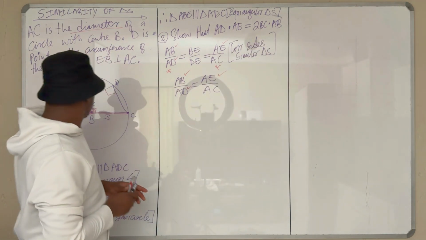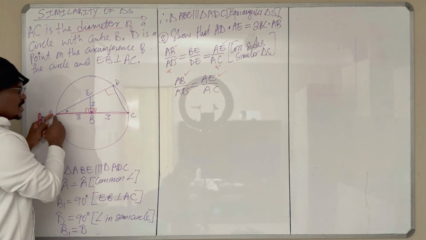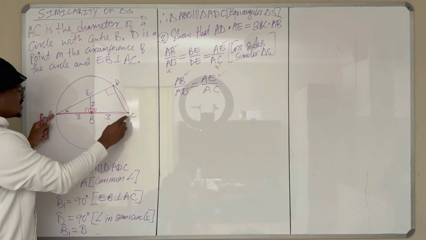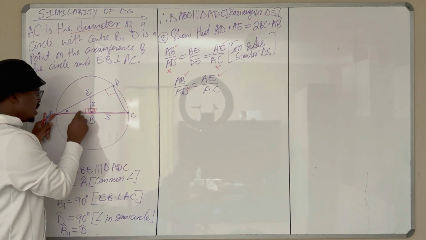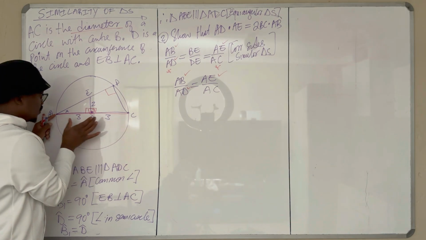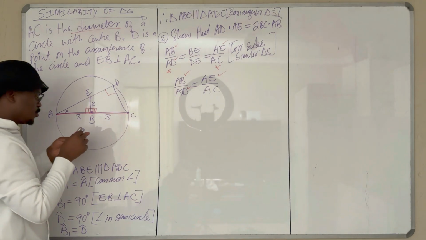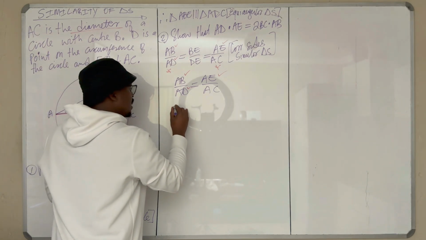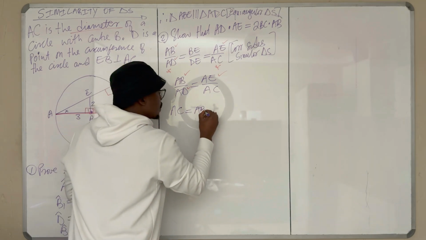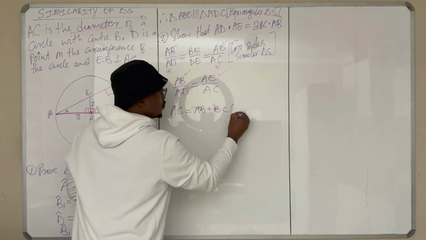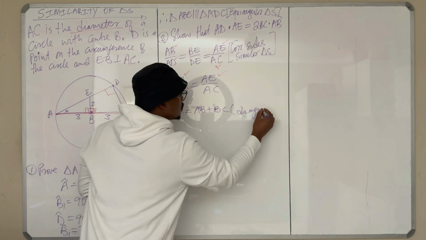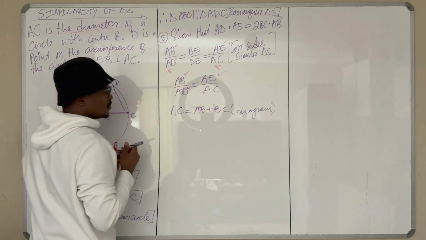What is AC? AC is the diameter over here. Do you agree when I say that your AC is equal to AB plus BC? So your AC, your diameter, is equal to AB plus your BC. We can take this straight from the diagram. You don't need to reason for this.